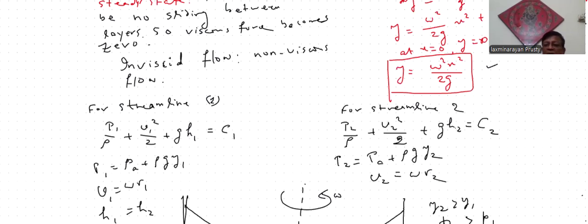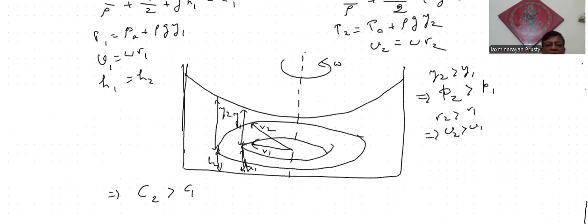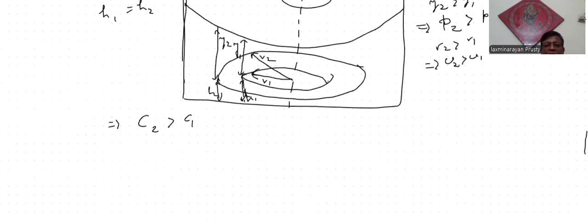Just see, in the rotational flow I found that for two streamlines in the same rotational flow, their total energy per unit mass is different. Are you understanding this?